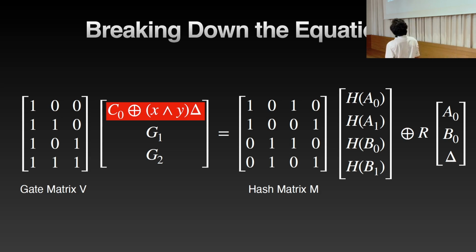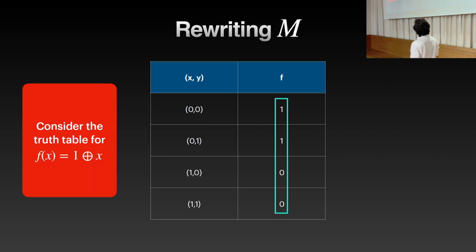And further, we want to rewrite all the other parts of the equation also in terms of X and Y now. Let's consider this truth table. It might seem random, but we will see why this is important. If you consider this truth table, I just want you to observe the column here, which is 1 XOR X. This is the output column for 1 XOR X.